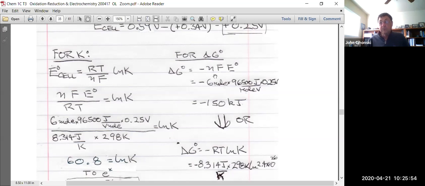What do we do? N again, 6 moles, F, same as over here. And then we put in the voltage, which we calculated above. Units cancel out to give us joules. Volts cancel, moles cancel. So we end up with joules, and we convert, this would be regular joules. We convert that number, the answer, to kilojoules.